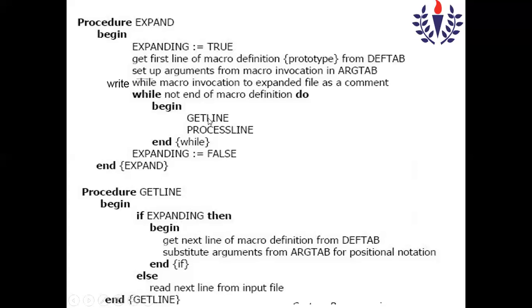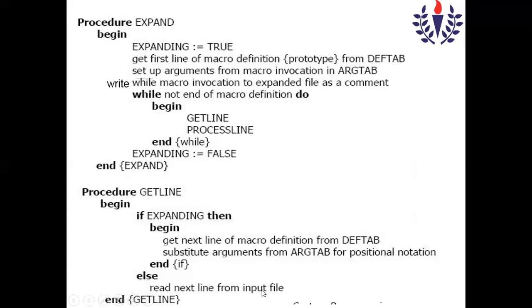Now in that, what is the procedure of get line? If expanding, meaning if we have to expand, then what will the get line function do? It keeps on getting the next line from the definition table. Substitute the argument from the argument table for positional notation. Means getting the statement, getting the argument, substituting the argument, putting the arguments, and then ending.